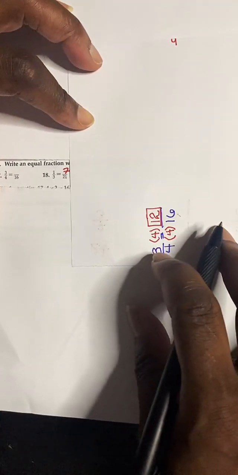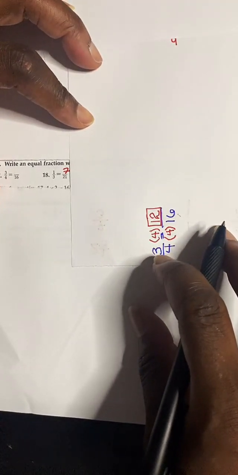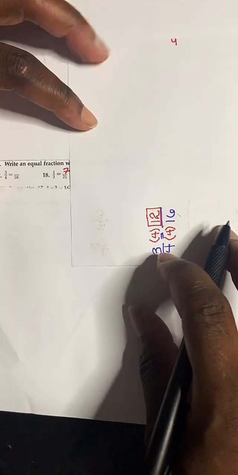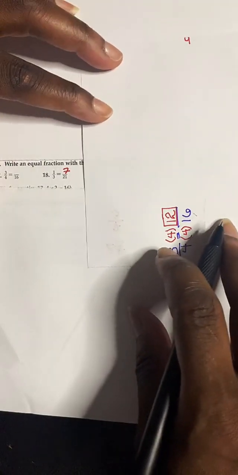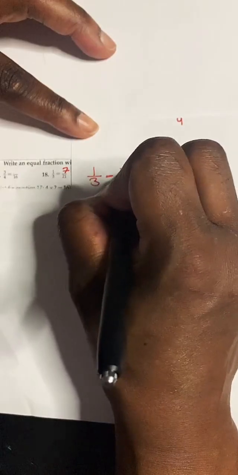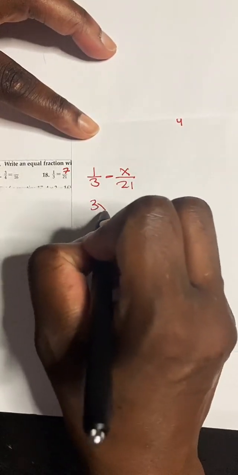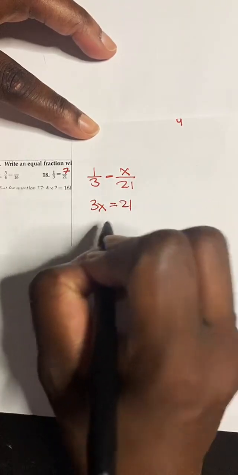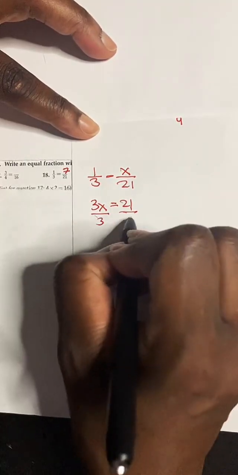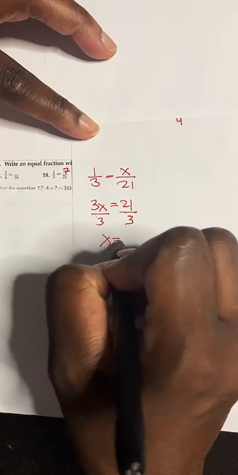Or multiply both sides by 21. Yes, you can do that. Yep, you can multiply both sides by 21. You could have this 1/3 equals my unknown x over 21, and I could cross multiply to get my 7.